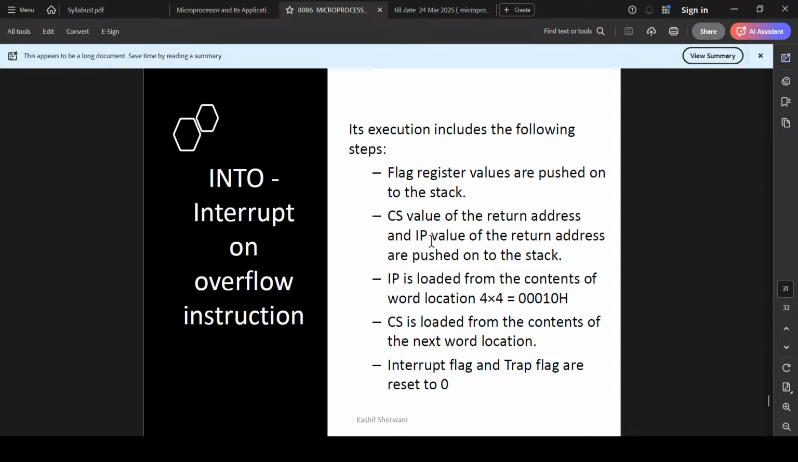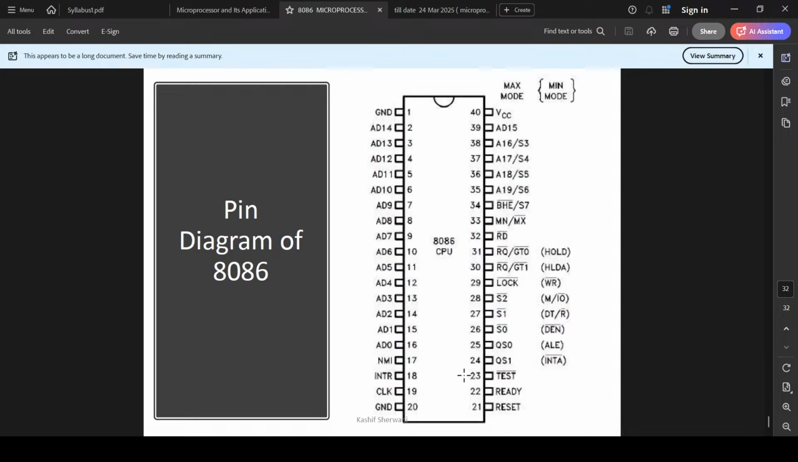Interrupt on overflow instruction. Overflow was type 4, so there is a typing mistake. The flag register gets pushed on the stack. CS and IP get pushed. IP is loaded with 00010H. CS and these two flags are 0.